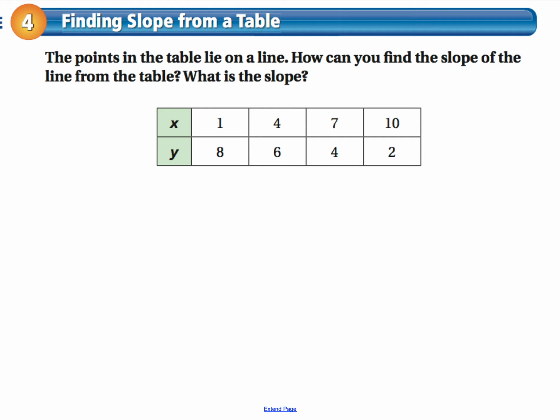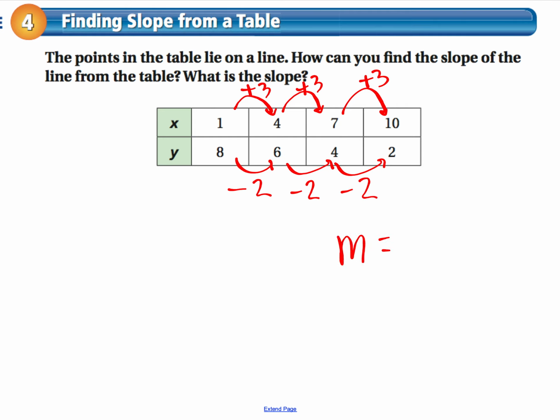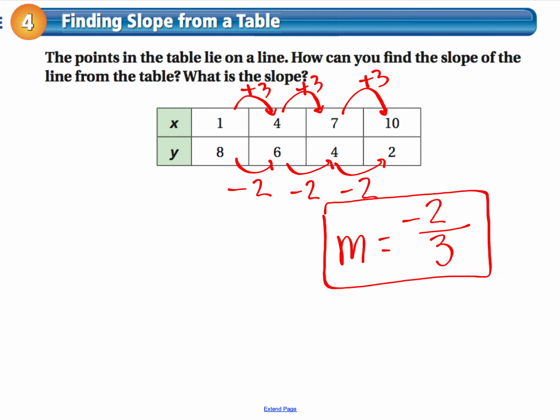All right, on a table, as we did before, you just find the change in y, you find the change in x, and then you make a fraction out of it. So right here, going from 1 to 4, then to 7, then to 10, each time is +3. Going from 8 to 6 to 4 to 2 is -2 each time. So the slope is the change in y, the rise, -2, divided by the change in x, the run, 3. The slope of this linear relationship is -2/3.